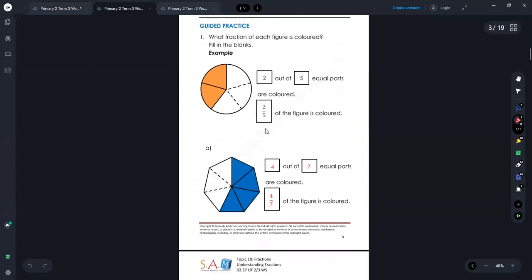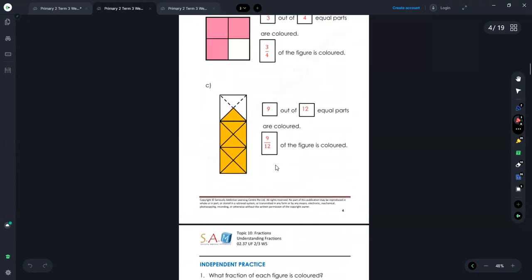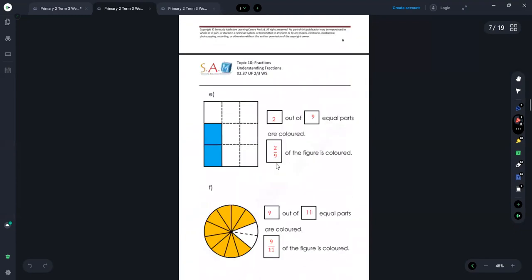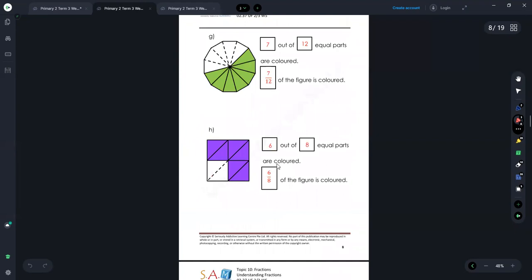So this is some of the parts. Sometimes they may get it wrong. They will say 4, 7 out of 7 parts. So actually that's wrong. It should be 4 out of 7. For independent practice, maybe just pick a question like on page 8. It should be quite easy to do.